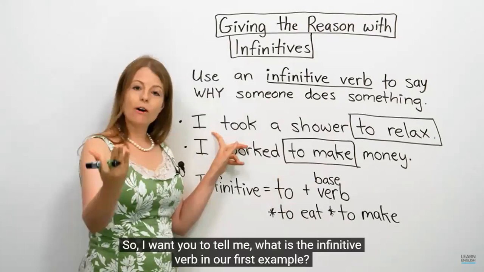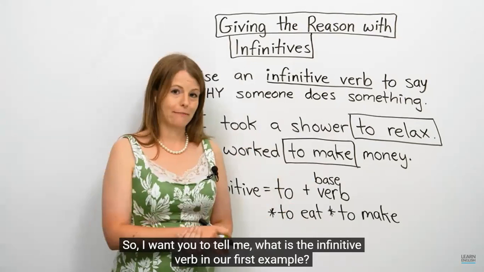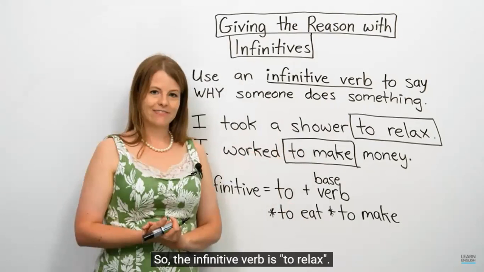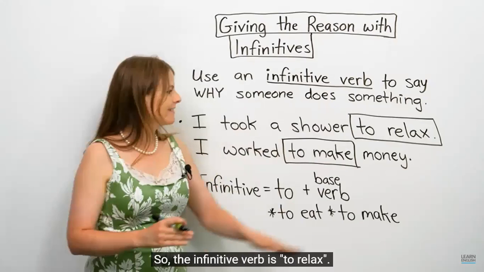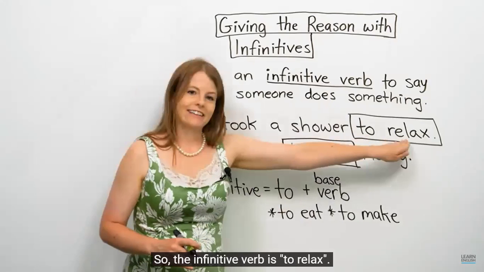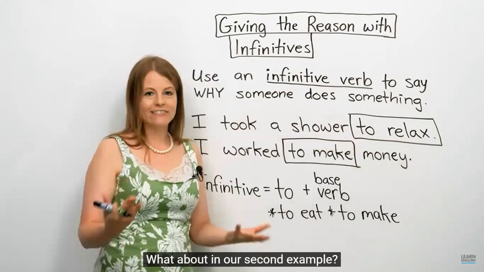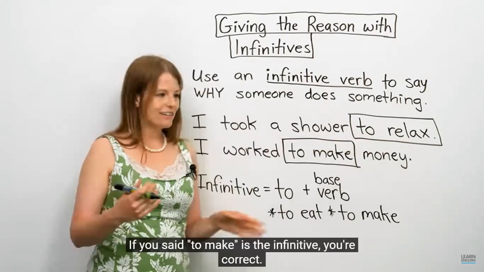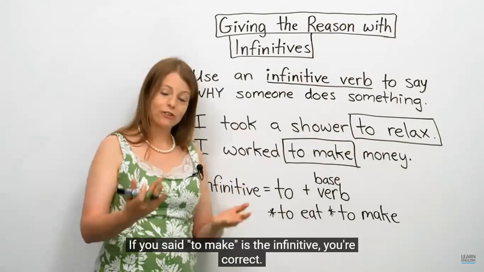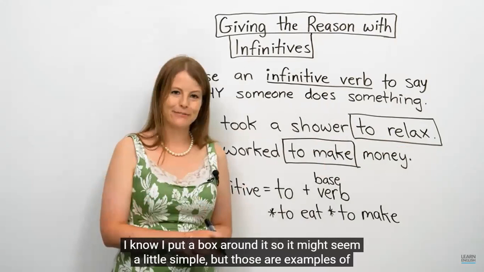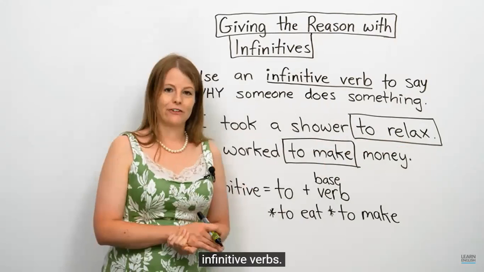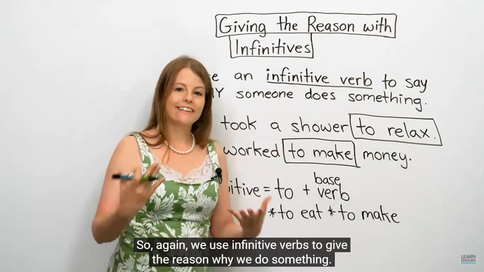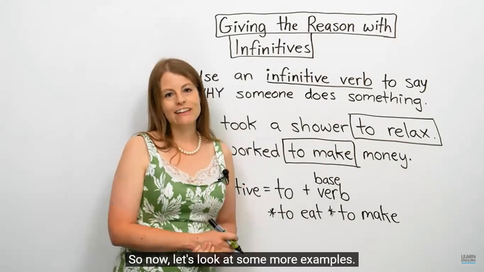So I want you to tell me, what is the infinitive verb in our first example? I took a shower to relax. So the infinitive verb is to relax. What about in our second example? I worked to make money. If you said to make is the infinitive, you're correct. I know I put a box around it, so it might seem a little simple, but those are examples of infinitive verbs. So again, we use infinitive verbs to give the reason why we do something. So now let's look at some more examples.